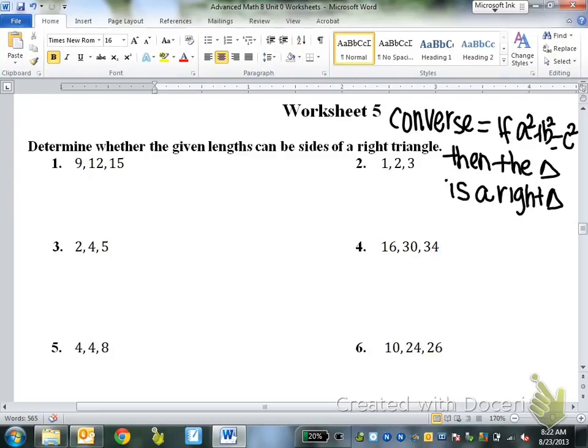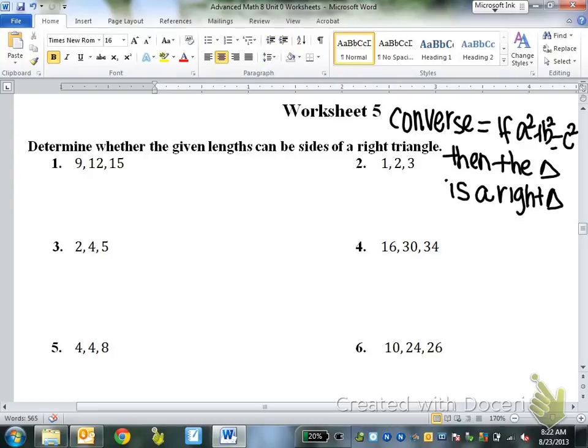The official statement of the Pythagorean theorem is that if a triangle is a right triangle, then a squared plus b squared equals c squared. This one's going the opposite way. So if I give you a, b, and c, and a squared plus b squared equals c squared, then that means we have a right triangle. It's basically exactly what we did in the academic opener today. So we're going to try a couple of these, and then determine if they are right triangles.